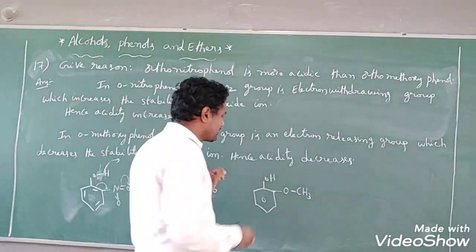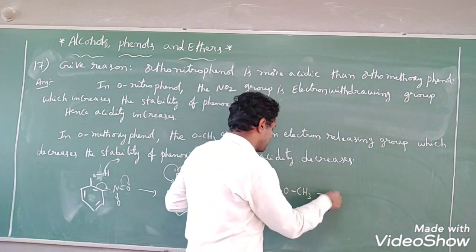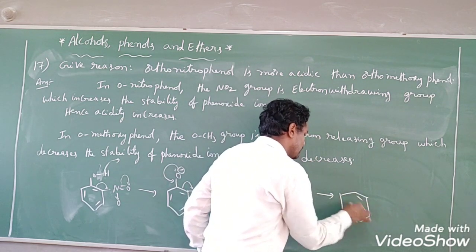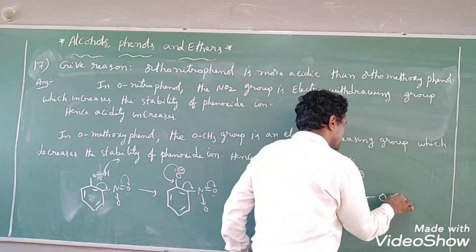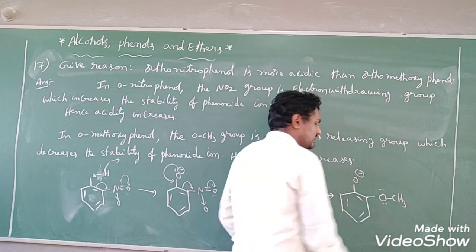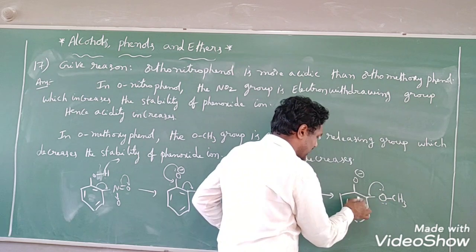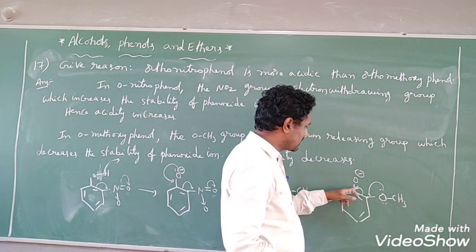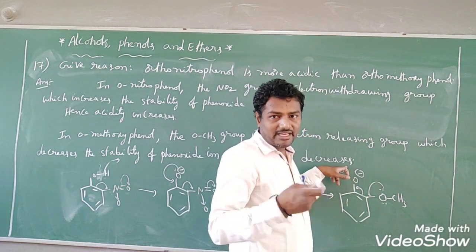But coming to the other one, what will happen? You see, after removal of the H plus ion, on the benzene ring only O minus is present. Here OCH3 is present. Oxygen has a lone pair of electrons. We already know that this lone pair of electrons will be in conjugation with the pi electrons, right? So these pi electrons shift towards here. That means on oxygen, the electron density is still increasing, not decreasing.